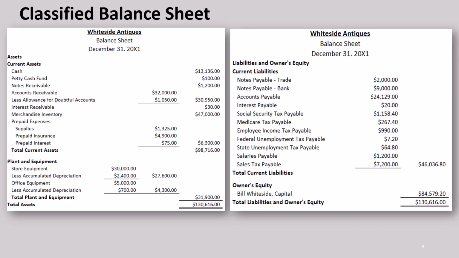Current assets, which are $98,716 for Whiteside Antiques, are vital to the survival of a business because they provide the funds needed to pay bills and meet expenses.